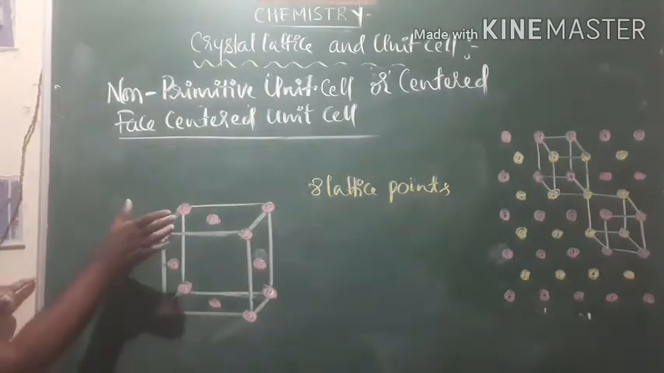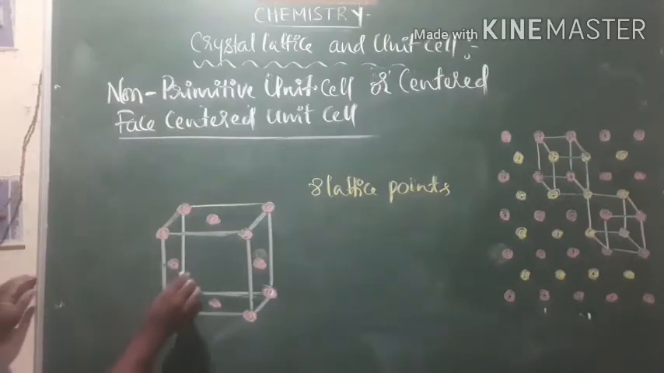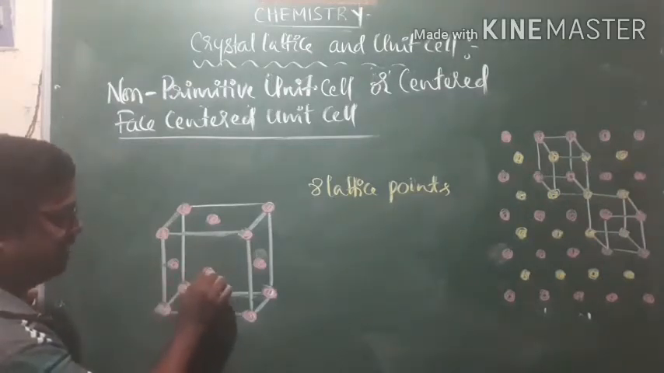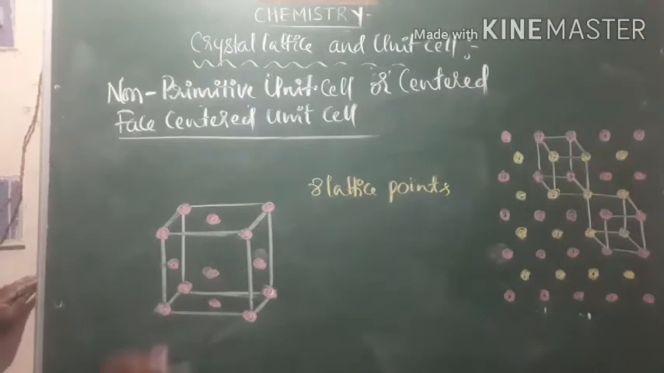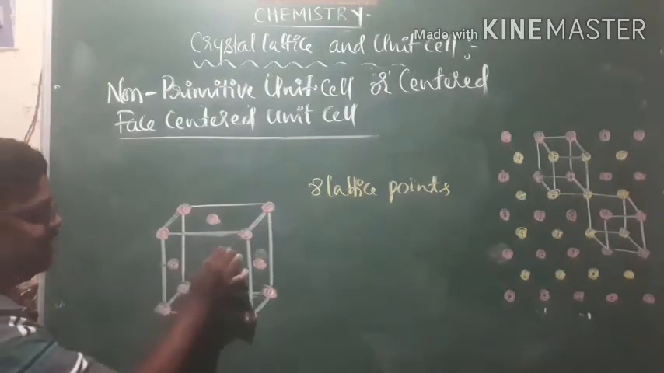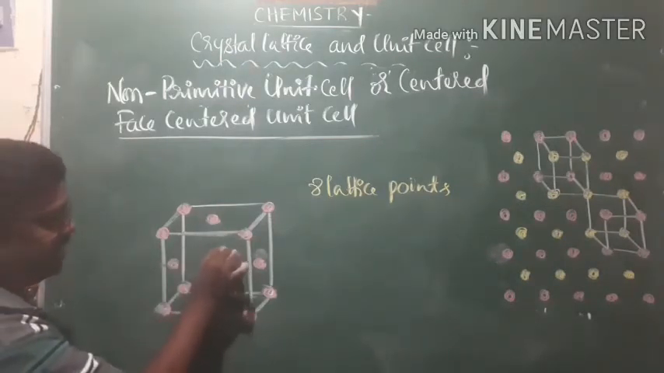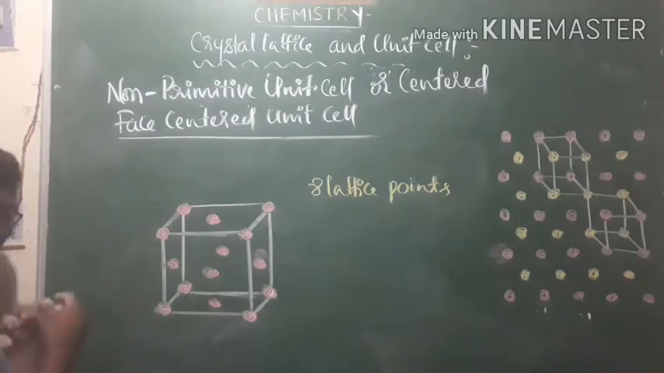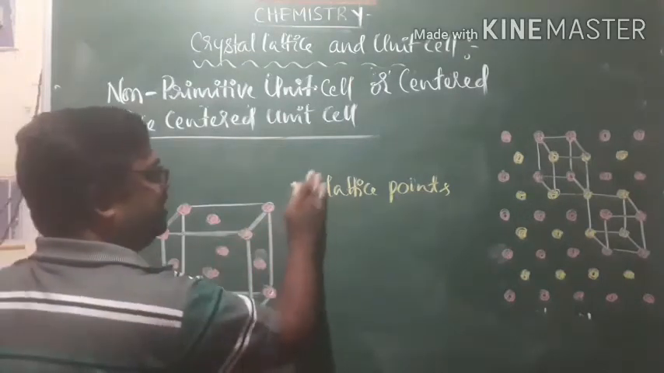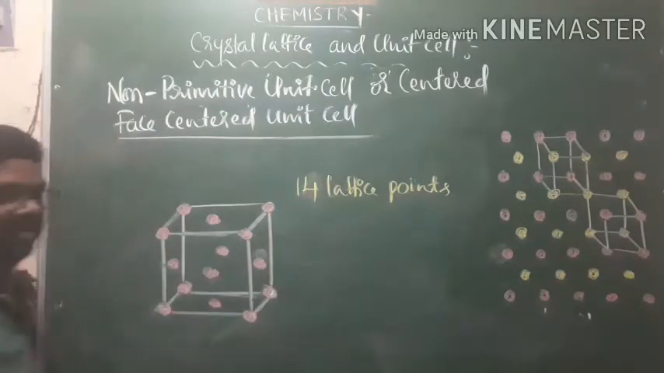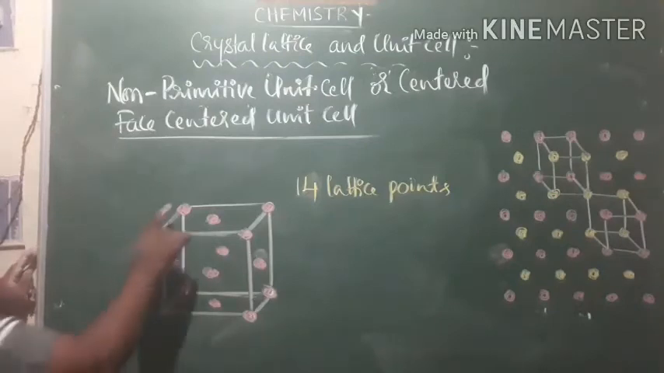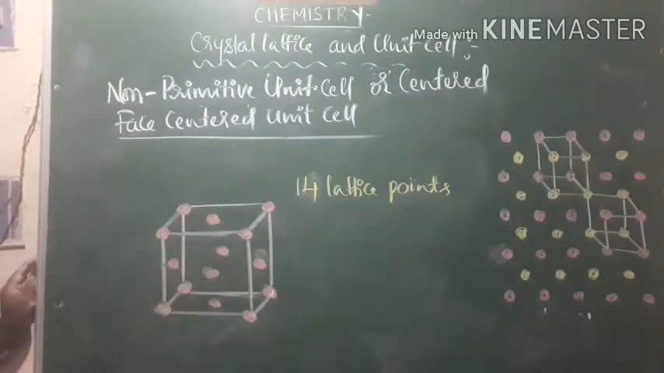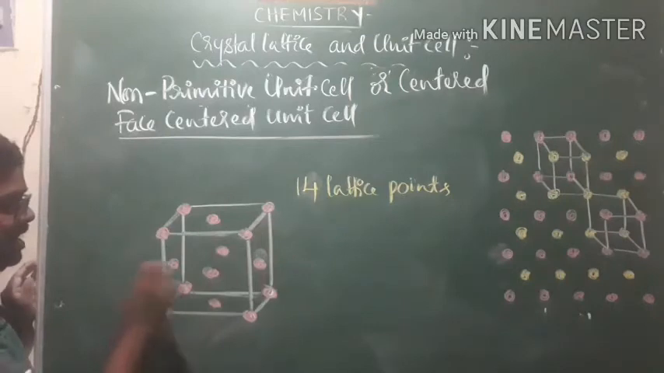Look at another face, that is pointing towards you. Okay na? Another face is there exactly behind it, that is pointing away from you. This is one more face. Totally, yes, it is 6 faces. Then how many lattice points are there here? There are 14 lattice points. Out of 14 lattice points, 8 at the corners, 6 at the faces. Look, 8 corners, 6 faces.